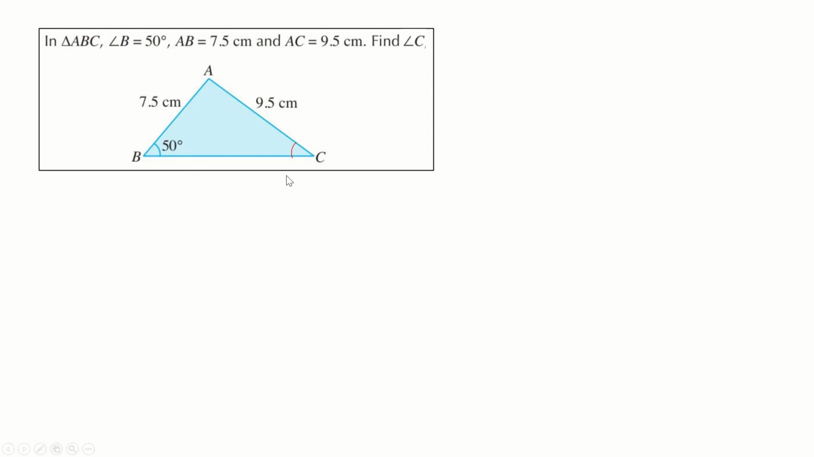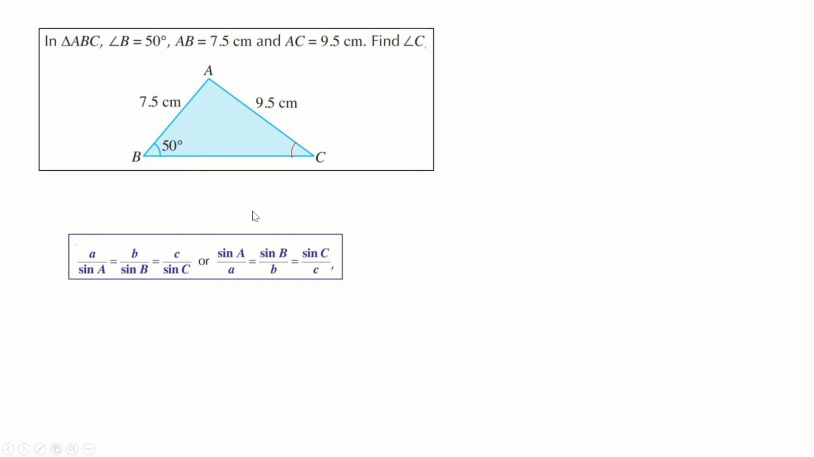So let's recall what our sine rule is. Our sine rule states that the ratio of the length over the sine of the corresponding angle is equal, or that the sine of the angles over the corresponding sides are equal.